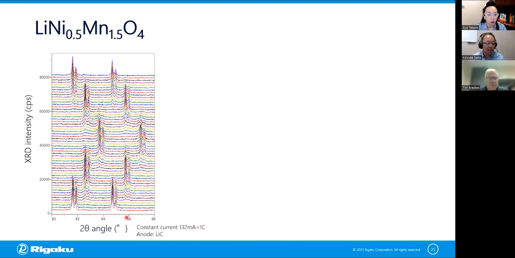The data shown here are diffraction profiles. If you are not familiar with X-ray diffraction, the horizontal scale is always the diffraction angle, or 2 theta, in degrees. For example, this peak was found at 81.6 degrees. So this is how we should read it. The vertical direction, in this case, is XRD peak intensity in counts per second. For example, this peak was over 10,000 counts per second.